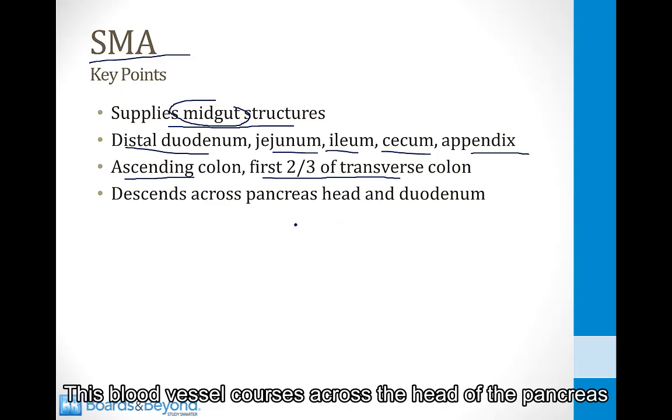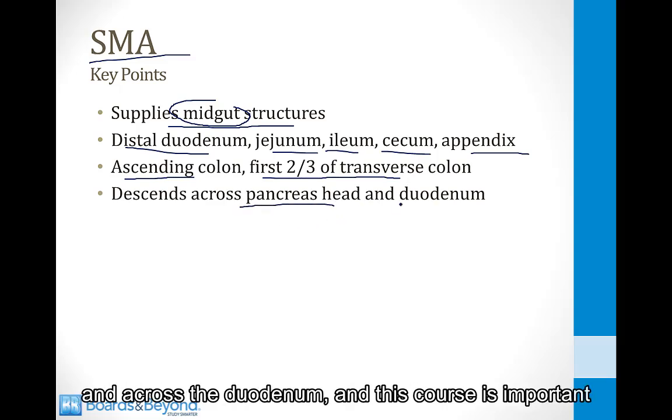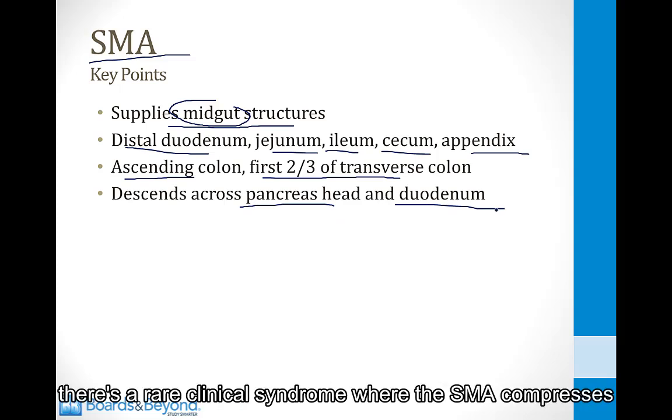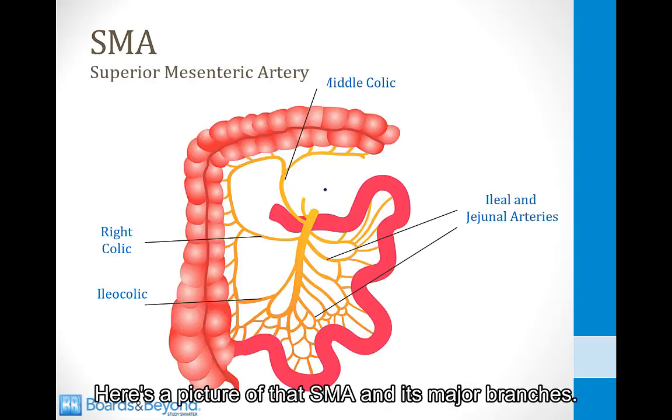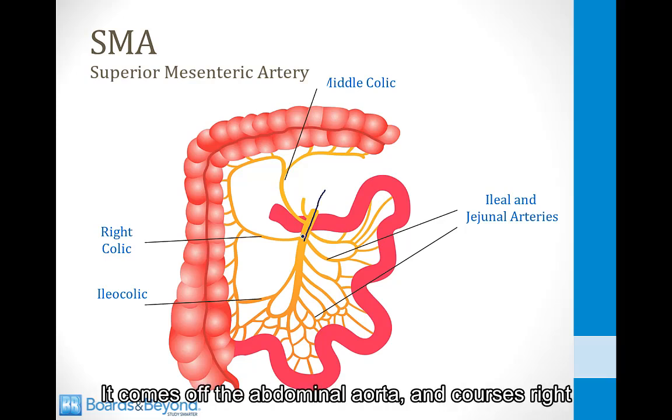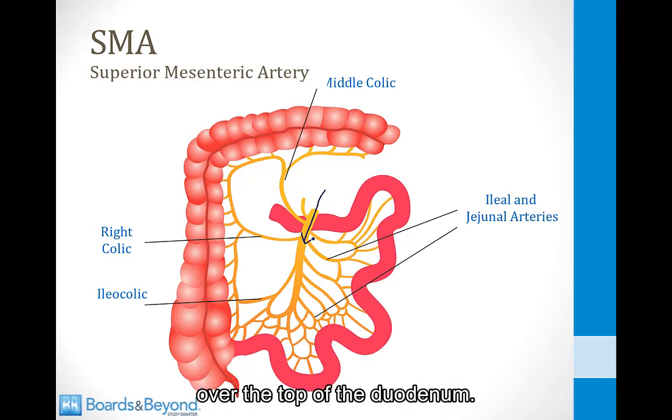This blood vessel courses across the head of the pancreas and across the duodenum, and this course is important because, as we'll see in a minute, there is a rare clinical syndrome where the SMA compresses the duodenum and causes a bowel obstruction. Here's a picture of the SMA and its major branches. It comes off the abdominal aorta and courses right over the top of the duodenum.